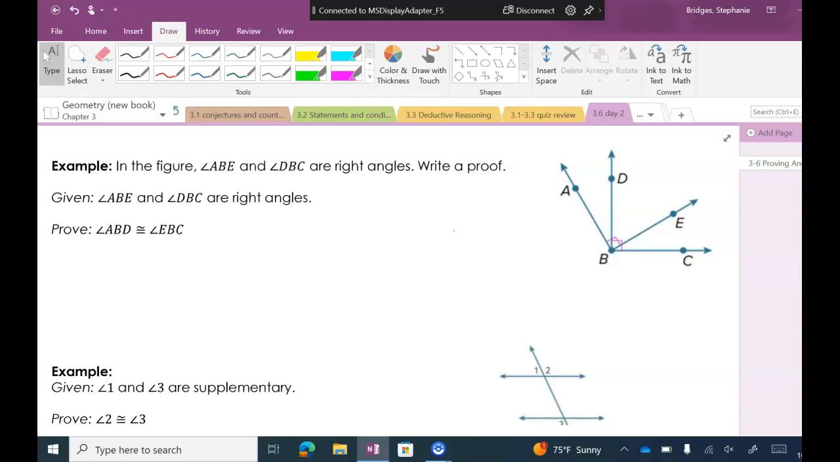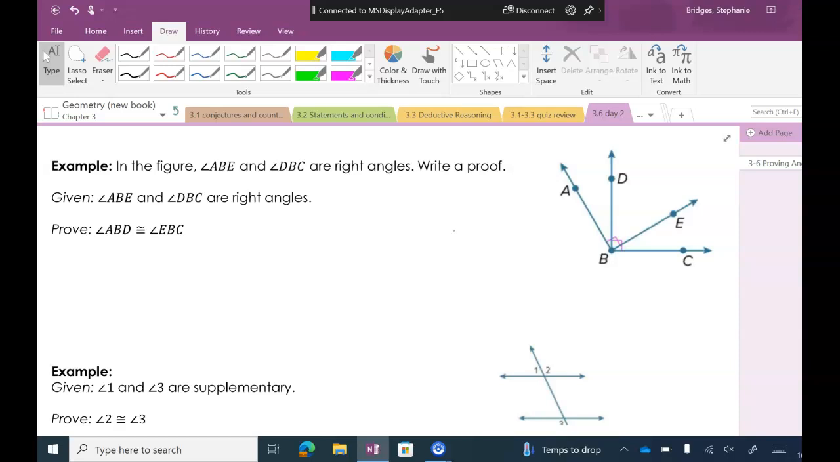Now, what two angles am I supposed to get into? What two angles do I need to be able to prove congruent? ABD and EBC. So are those in my proof yet? Okay. Let me ask you a question. Since they both equal 90, could I say that the two angles are equal to each other? Okay, so let's do that next. Let's say that the measure of angle ABE equals the measure of angle DBC because they were both equal to 90.